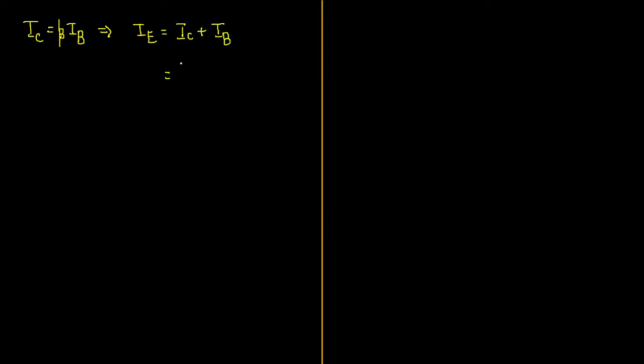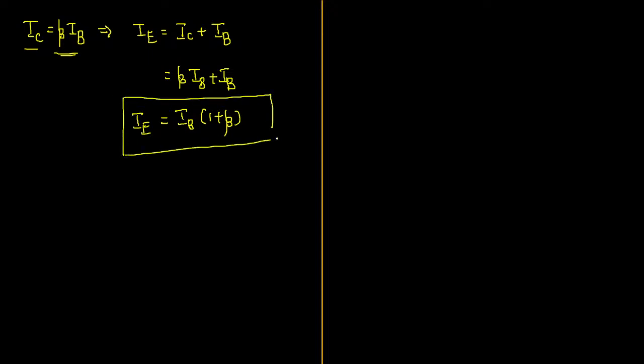Next, I just wrote that the collector current can be replaced by beta times IB. So if I write beta IB plus IB, I can take IB outside. Then this can be written as 1 plus beta times IB, equal to the emitter current. Just observe the difference between the collector current and the emitter current. In the collector current we have beta, and in the emitter current we have 1 plus beta.